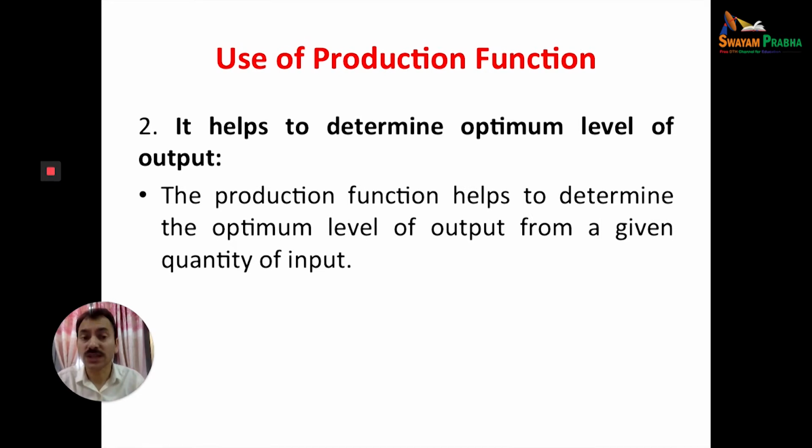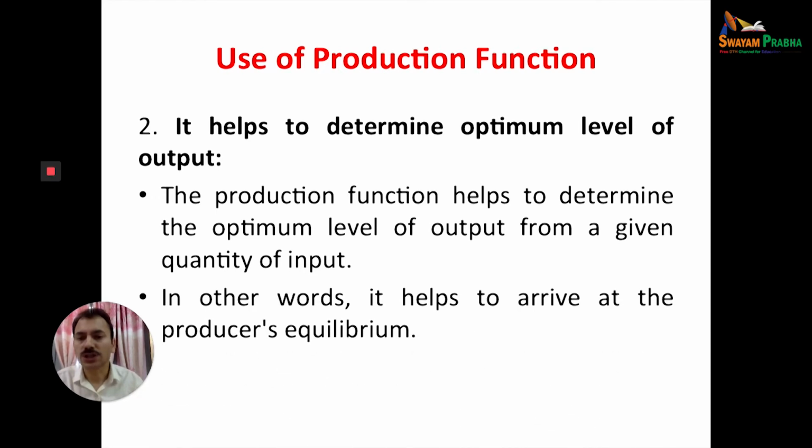The production function helps to determine the optimum level of output from a given quantity of input. In other words, it helps to arrive at the producer's equilibrium, the place where the producer gets maximum satisfaction with the given inputs, say labor and capital.